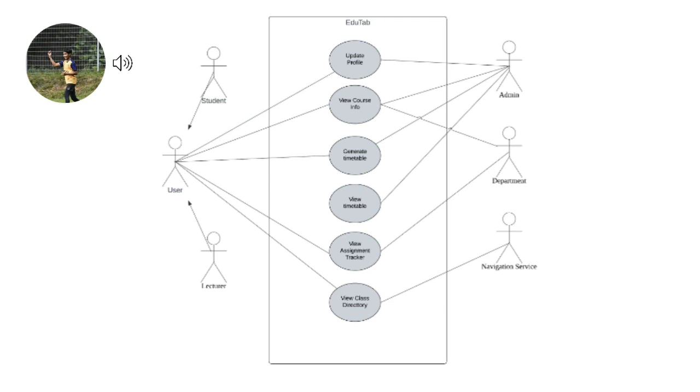To summarize, EduTab offers functionalities for updating profiles, viewing course information, generating and viewing timetables, tracking assignments, and viewing class directories. These are accessible to generic user and admins with specific roles for students and lecturers. The department and navigation service actors also interact with the system in their respective contexts.